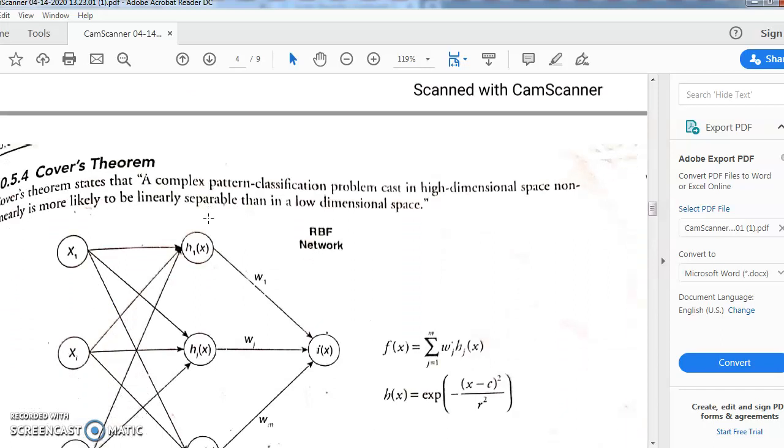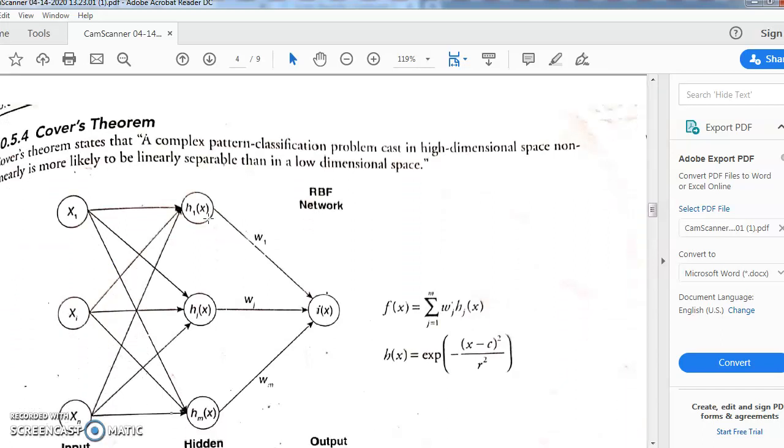Let's see Cover's theorem. What does Cover's theorem say? Cover's theorem states that a complex pattern classification problem cast in high dimensional space non-linearly is more likely to be linearly separable than in the low dimensional space. What exactly does it mean? Whenever we plot input data into low dimensional space, it looks like it is not possible to linearly separate the data points.